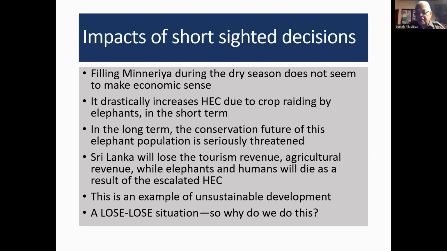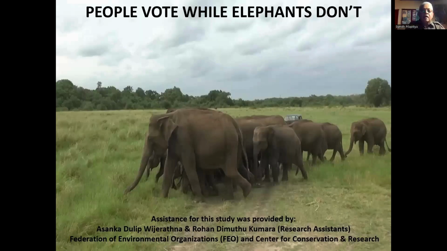But why do we do such unsustainable development? That is because people vote and elephants don't. That is one of the main reasons why biodiversity conservation and wildlife conservation are not taken into consideration when we are doing development planning. And from the data that I showed you, most of our development projects, if you analyze them in detail, don't achieve the objectives that we intended to achieve when we did the development project, because we don't take these things into account. So basically our development is unsustainable.